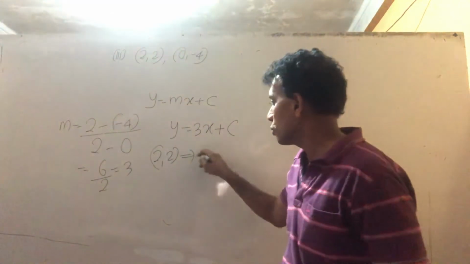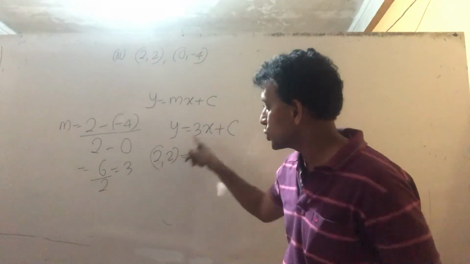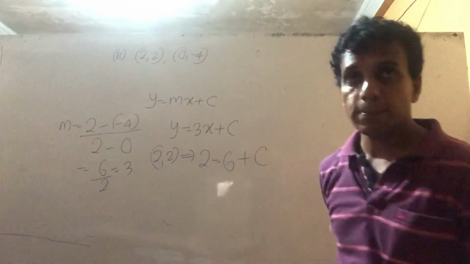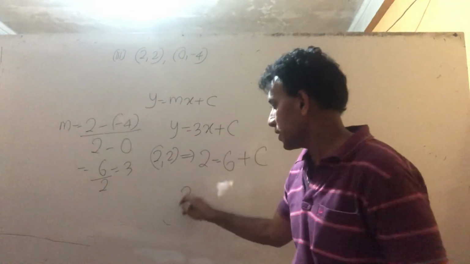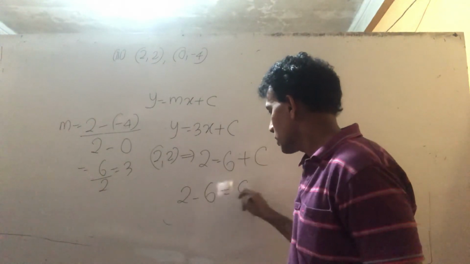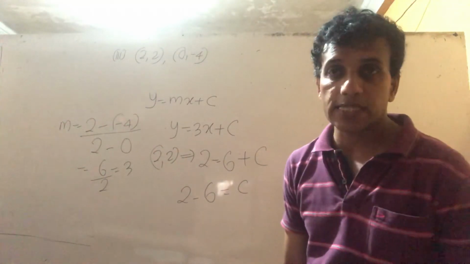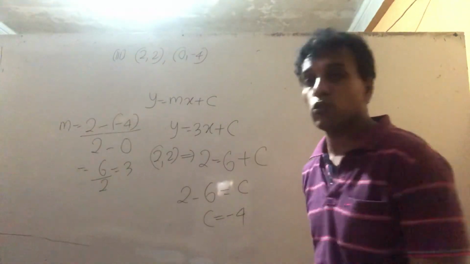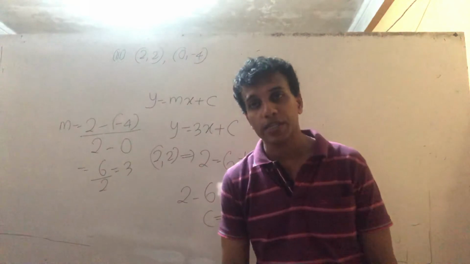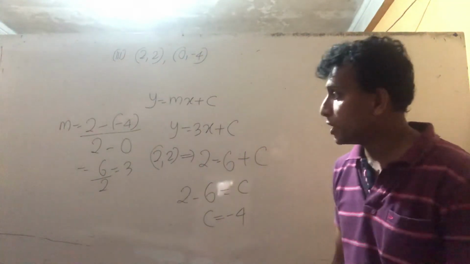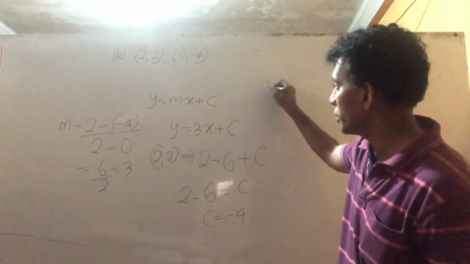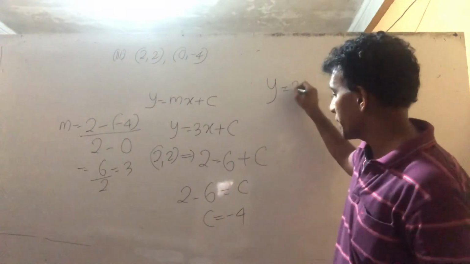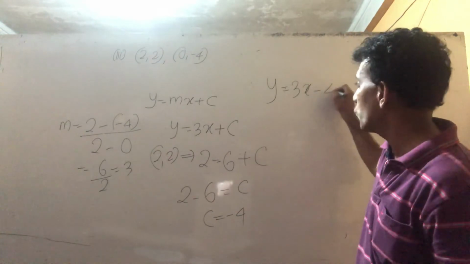y is 2, x is 2, 3 times 2 is 6, plus c. So take the 6 to the other side. 2 minus 6 is minus 4. So c equals minus 4. The intercept is minus 4. So you know c, you know m, therefore the equation is y = 3x minus 4.